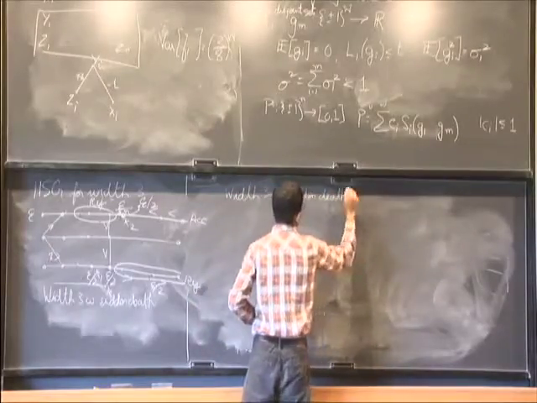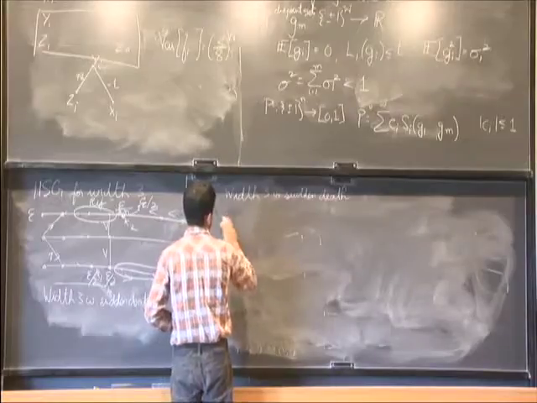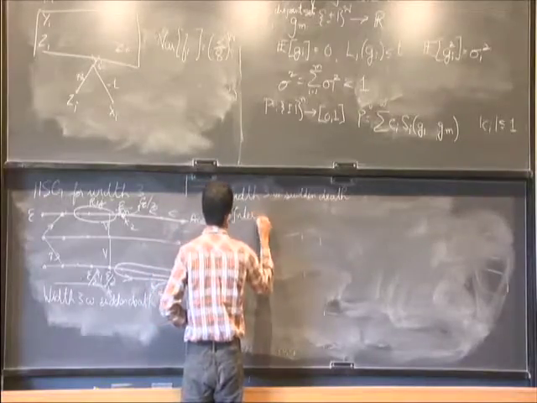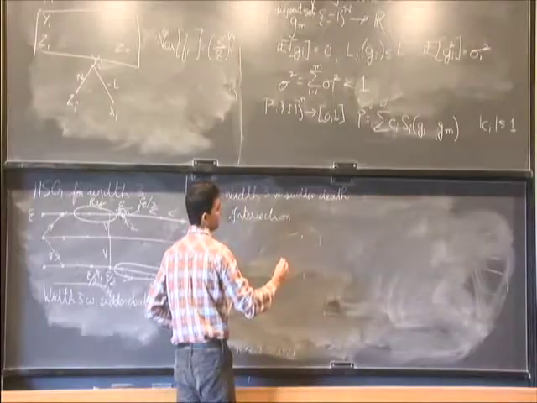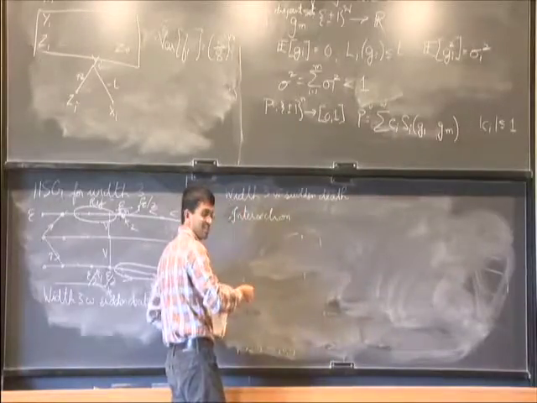And from here, I'm going to go to the intersection of width 2 branching programs.